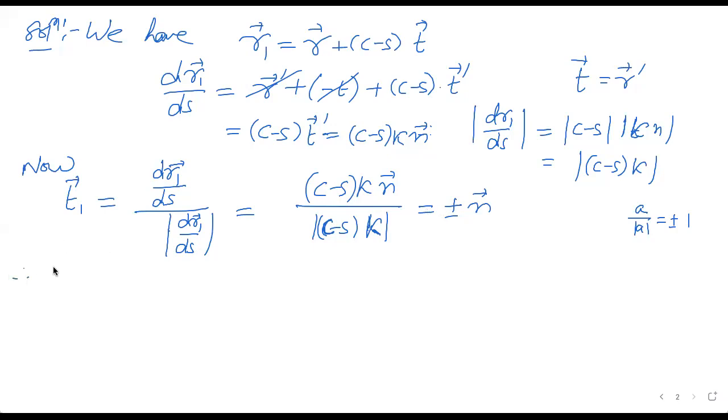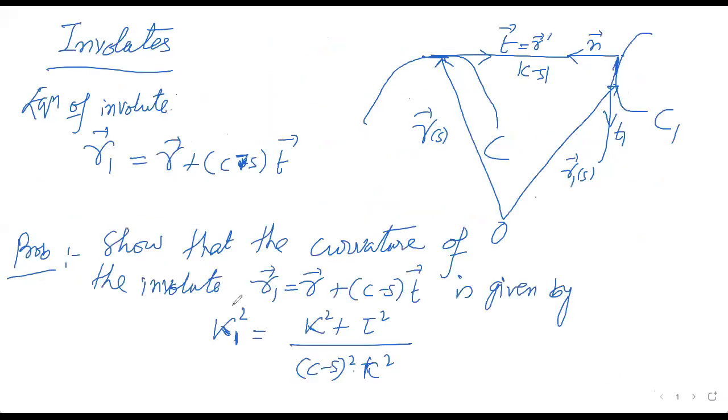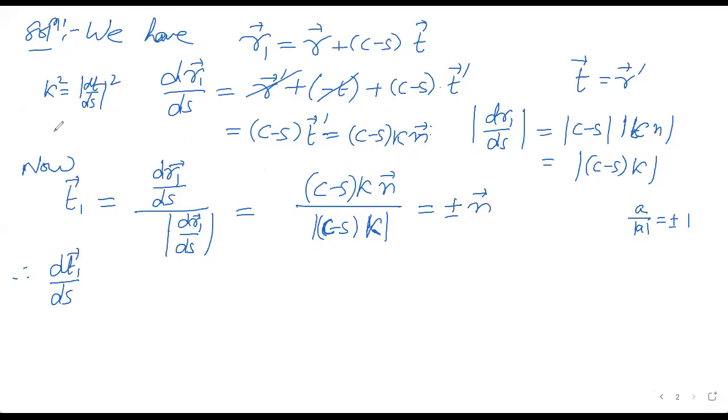So what about dt1 over ds? Now if I differentiate this, dt1 over ds, why am I finding this? Because I know the formula for curvature: curvature square is mod of dt over ds squared. This is also a formula, it comes from this. This is a formula for curvature square. I want it in terms of square, so that's why. So I will be needing dt over ds squared.